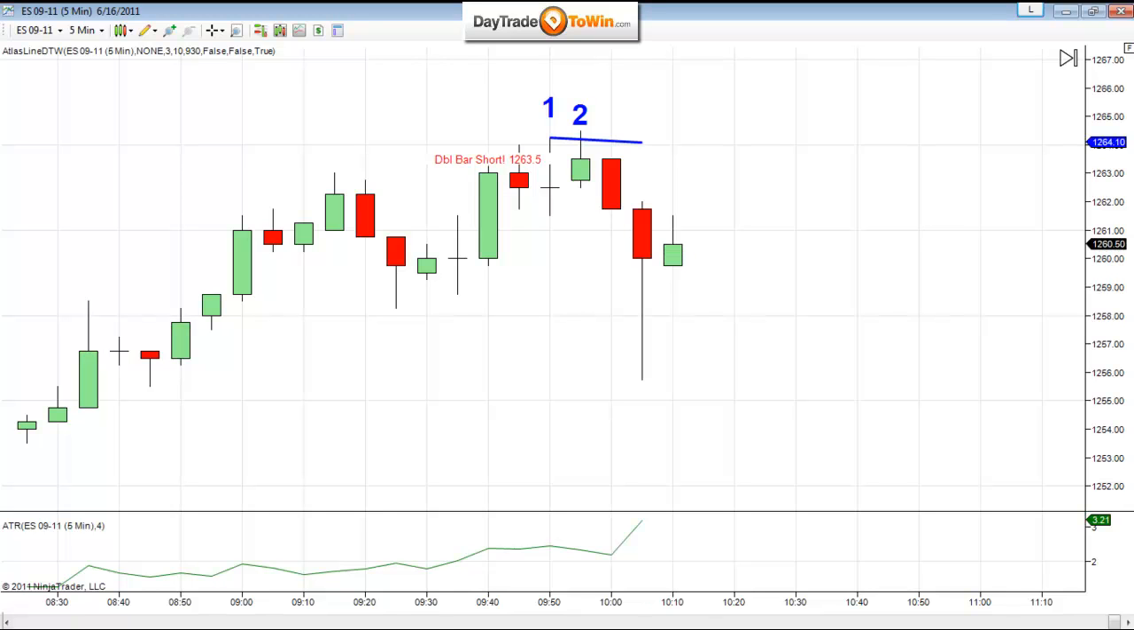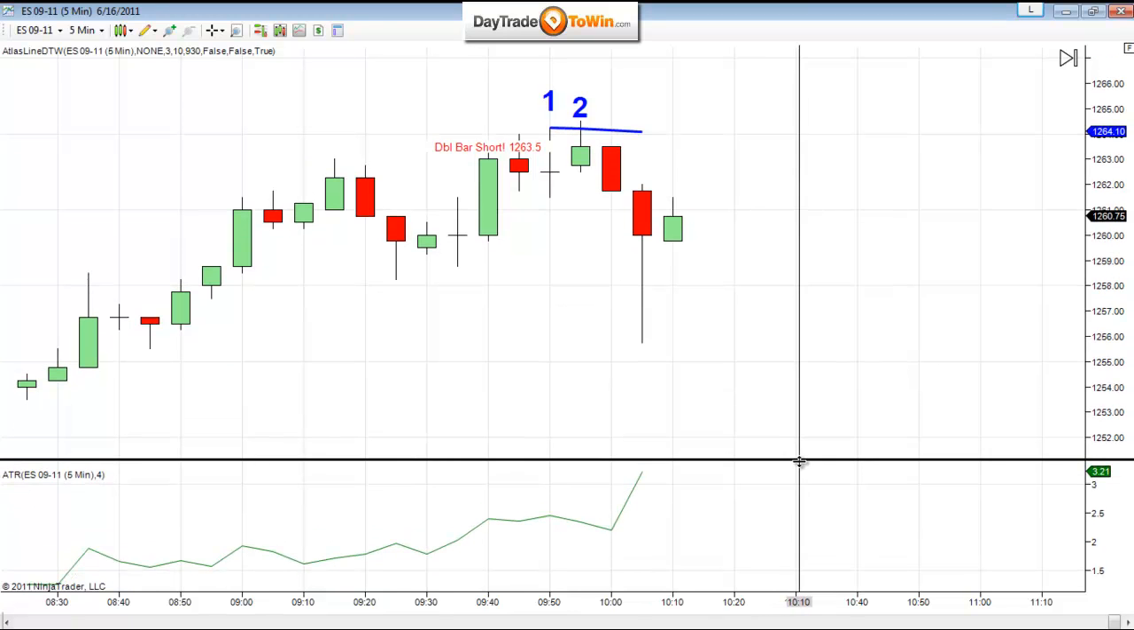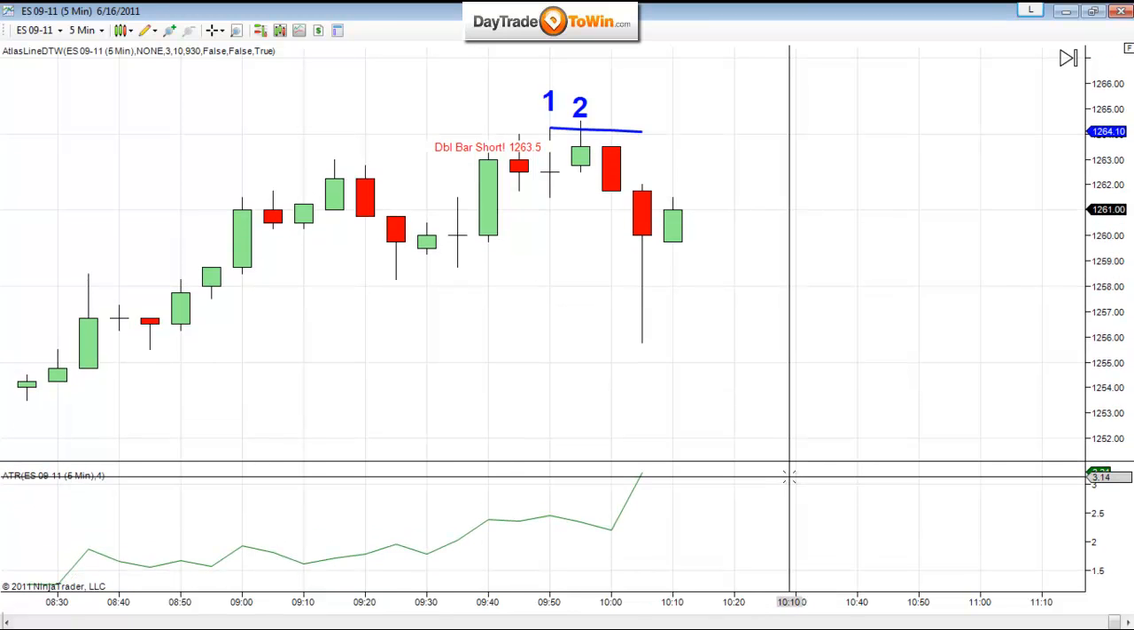Alright, very good. There's a lot we can do here with the Atlas line. It doesn't just give you an initial order. It provides a roadmap, in a sense, to tell you whether or not we should be long or short the market. So with an order short here at 1263.50, I look at taking profit. A lot of traders ask me, how do you do that? How do you manage the trade? How do you take profit? How do you work your stops?